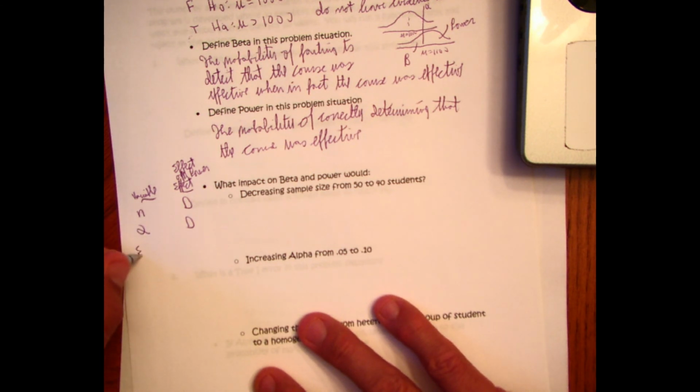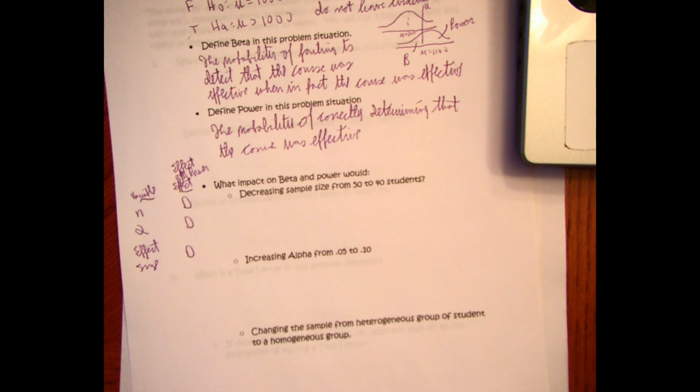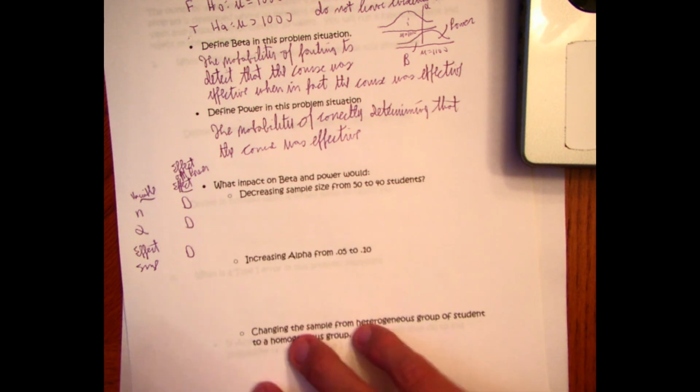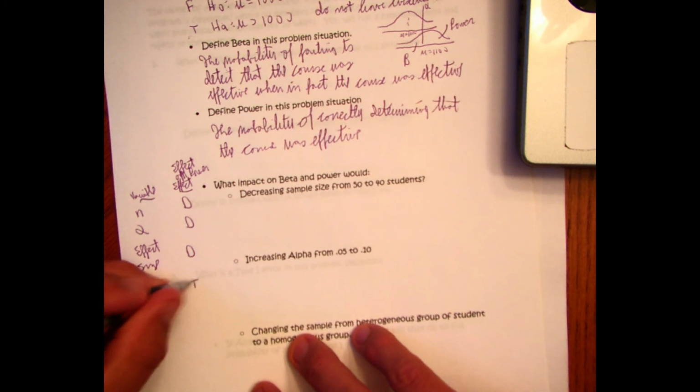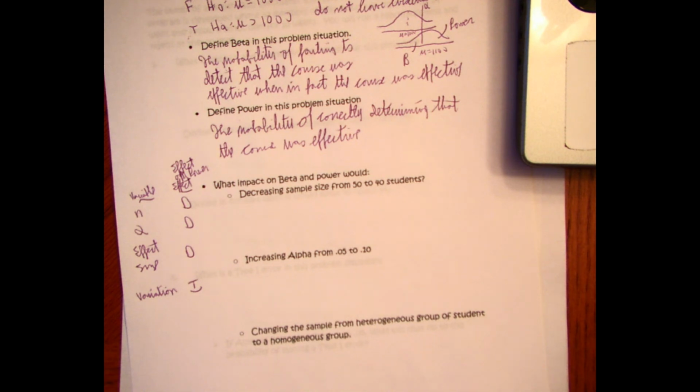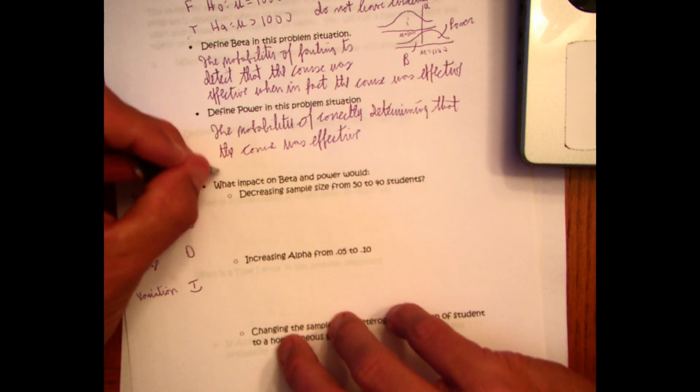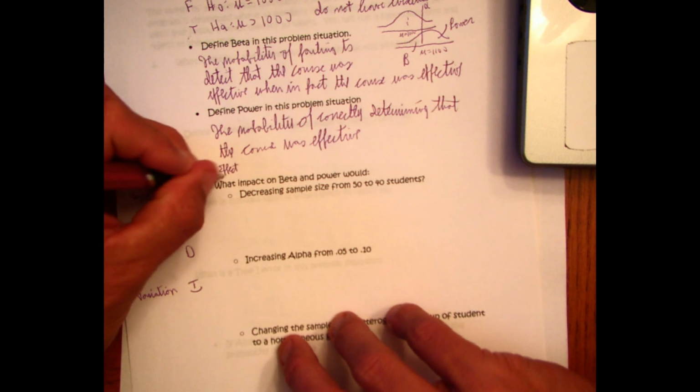Effect size, the farther the distributions are from each other, has a direct relationship. The farther they are away, the more power you're going to have. The more significant the difference is, the more likely you are to reject the null. The only one that has an inverse relationship is variation. When variation increases, this one is indirect, then power goes down. Okay. So those are the effects on power, and then the effect on beta would be the exact opposite.